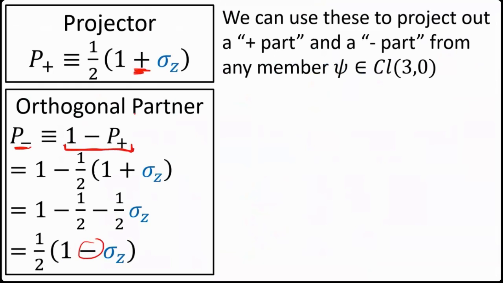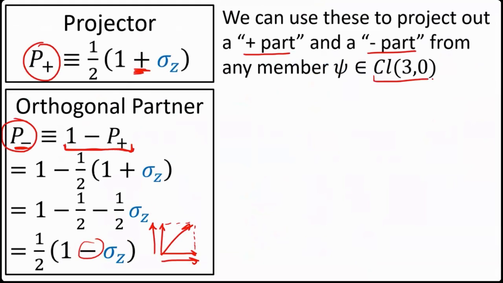So basically if we were working in the xy plane, you could think of projecting a vector into two parts. You could think of it as projecting out the x part and also projecting out the y part. So every vector has an x projected part and a y projected part. And in our case, these two projectors are going to give us a p plus part and a p minus part.